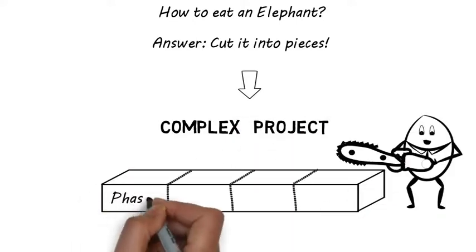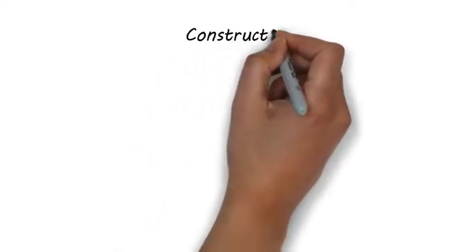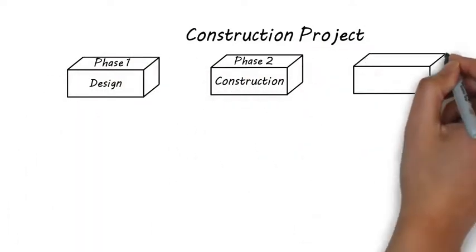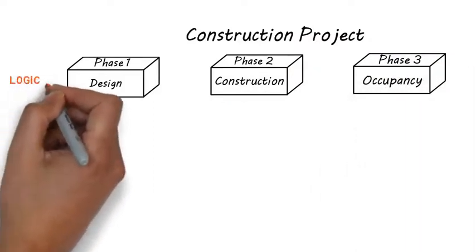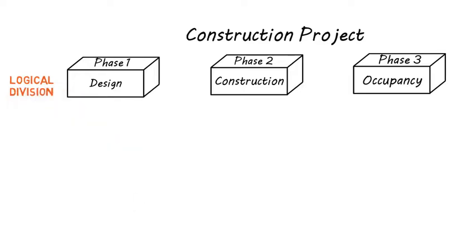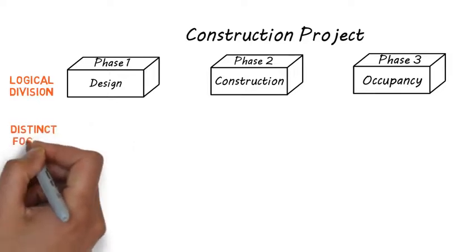If the project is complex, the project is formally divided into phases. For example, construction project can be divided into phases, called design, construction, and occupancy. Each phase contains logically related project activities. Therefore, phases are nothing but a logical division of project. The work being carried out within a phase has distinct focus from other phases.